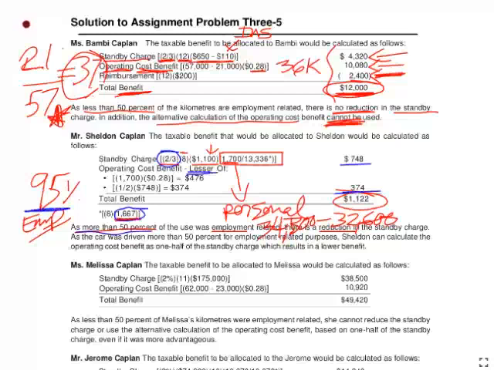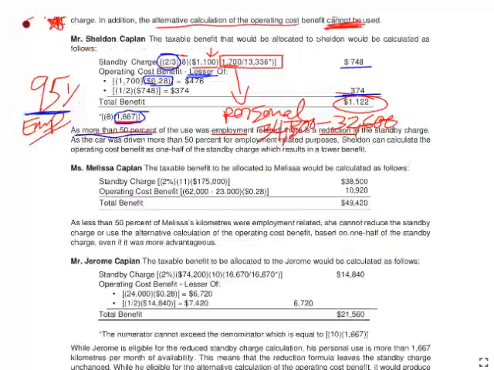So in this case, it would be his 1,700 personal kilometers multiplied by 28 cents. That's also a fixed rate for the year 2020. Or 1/2 of the standby charge. So he has the option to do 1/2 of the standby charge here. If that's lower, go for it. So we did, and then we get the total amount.